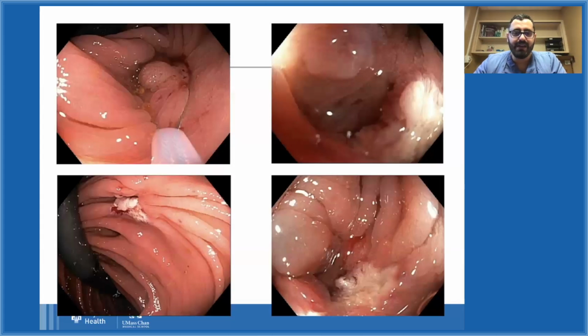So EMR, ESD, hybrid ESD, very cool techniques, right? I think you agree on this. Very helpful, but sometimes they might be useless. For example, this patient was referred to me from one of my colleagues for a polyp. These pictures are from the procedure done by my colleague. He saw this polyp, got a cold snare, removed the polyp, great, right?